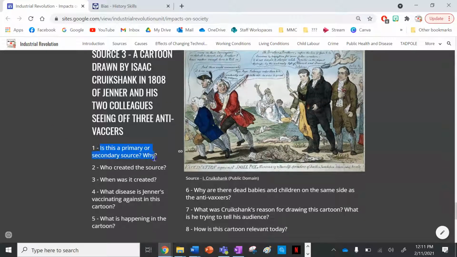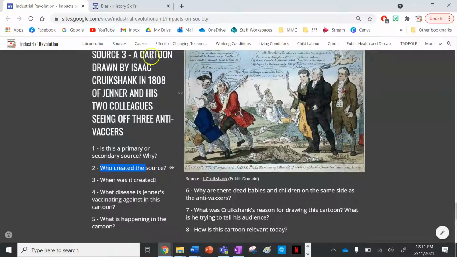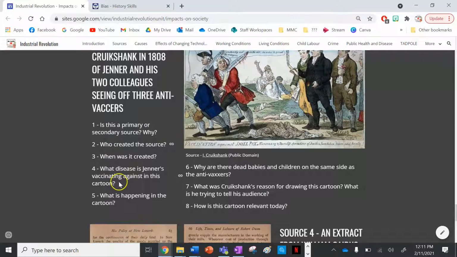Is it a primary source or a secondary source? Why not? It is a primary source. It is made during the time of study, so of course it is a primary source. Who created the source? His name is Isaac Cruikshank. When was the source created? It is 1808. What disease is Jenner vaccinating against?